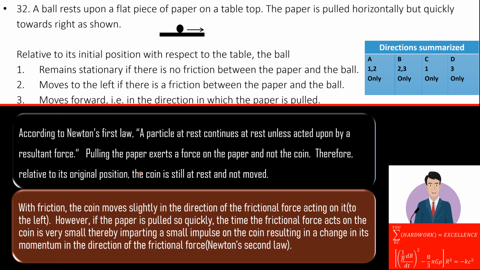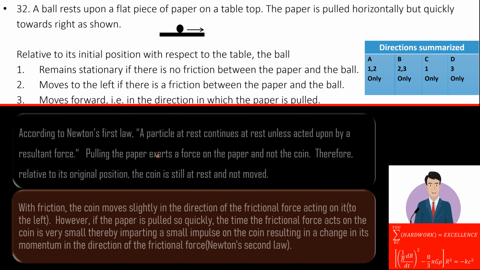Perfect. And so you have a scenario where statements 1 and 2 are correct. Statement 1 says remain stationary if there's no friction between the paper and the ball. Statement 2 says move to the left if there's friction between the paper and the ball. Perfect. And so our answer is A.